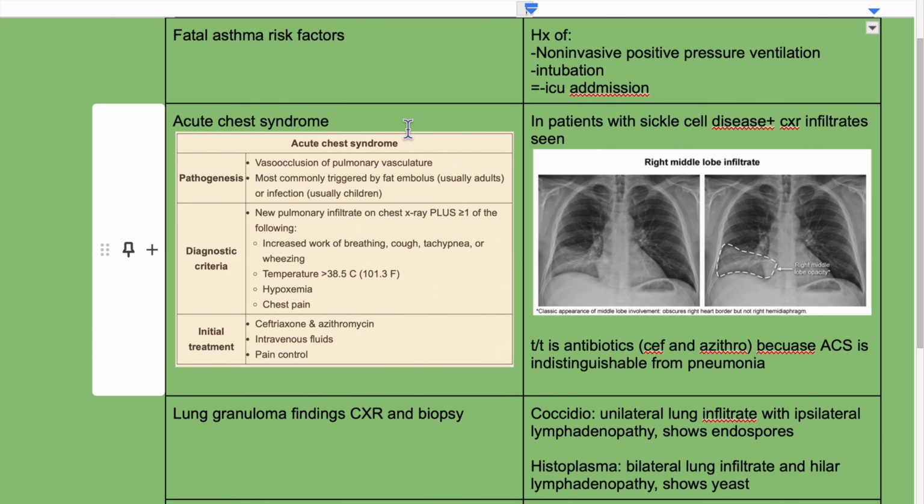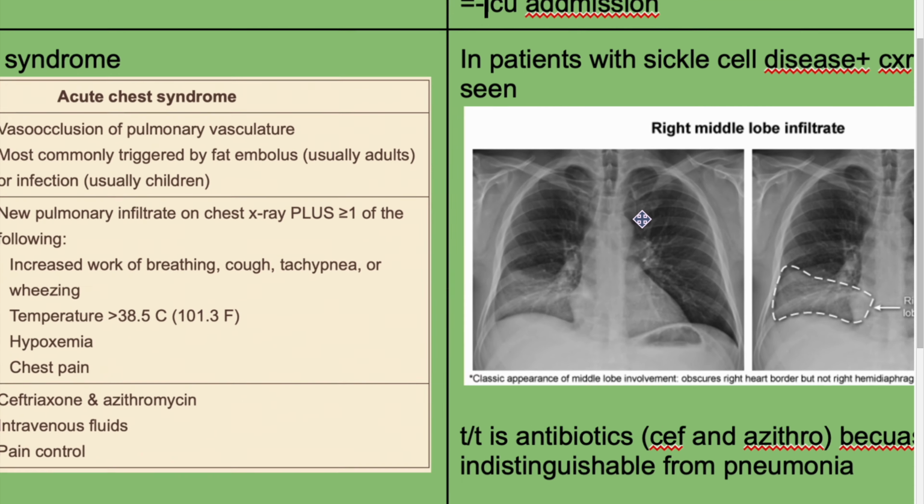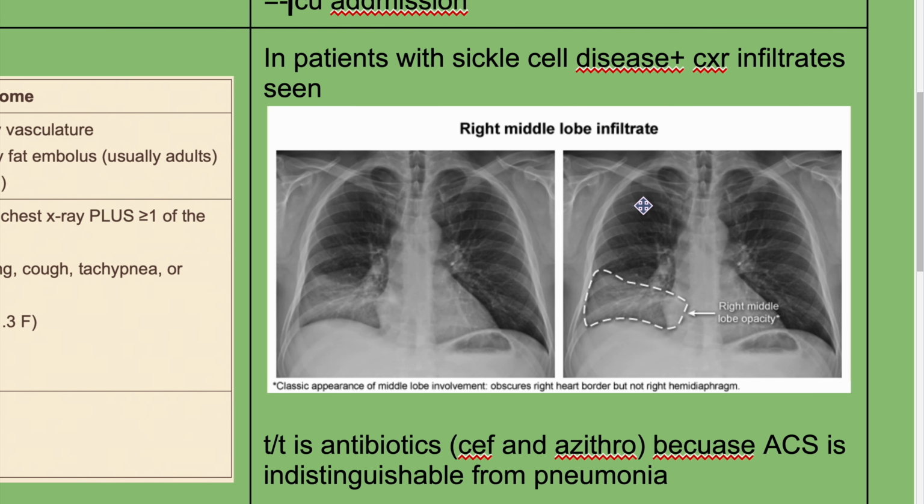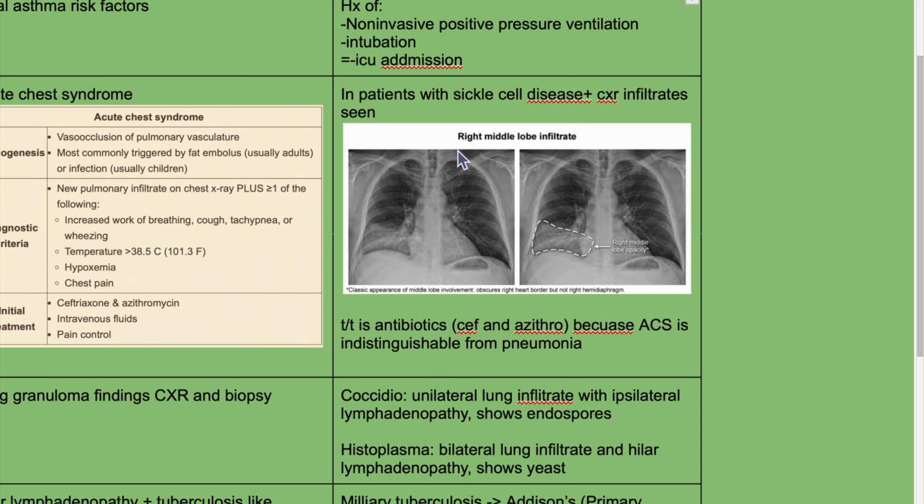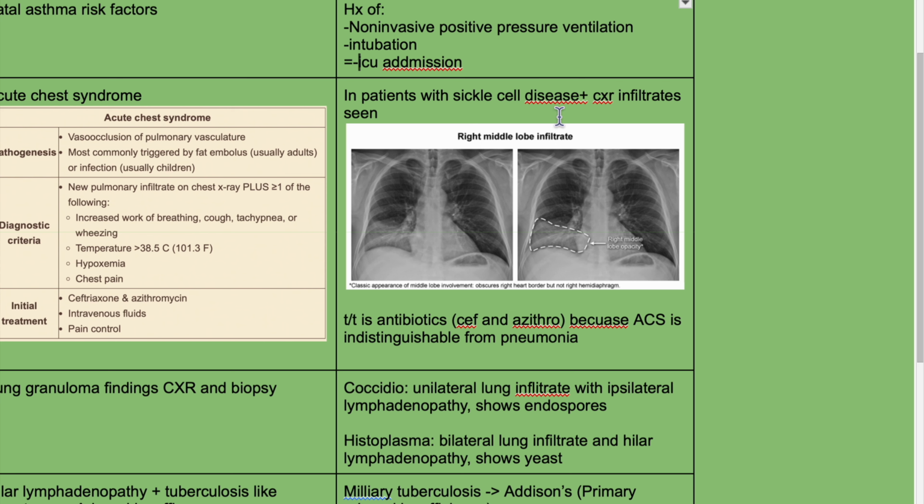Okay. So acute chest syndrome in patients with sickle cell disease, plus chest x-ray infiltrate seen. Okay, so that thing right there: right middle lobe infiltrate, right middle lobe opacity. Okay, so this is called acute chest syndrome. It is seen in sickle cell disease.